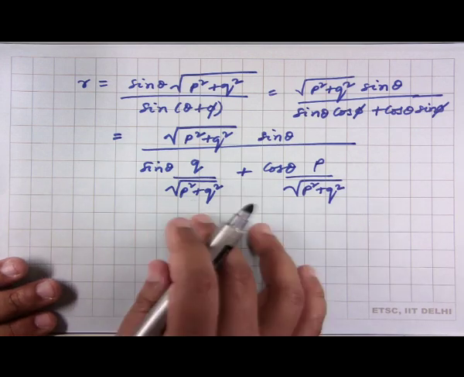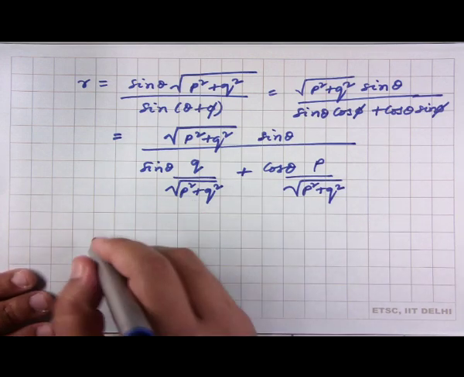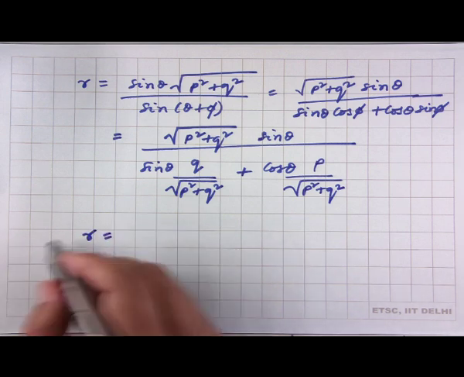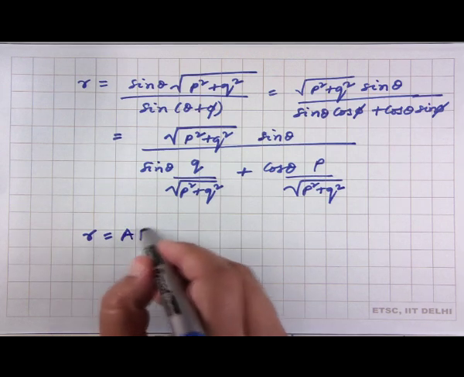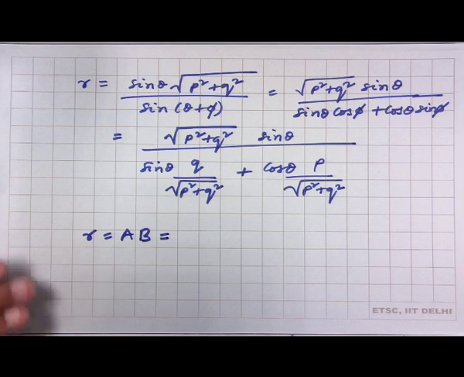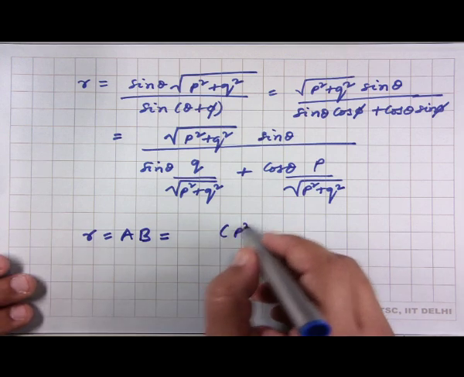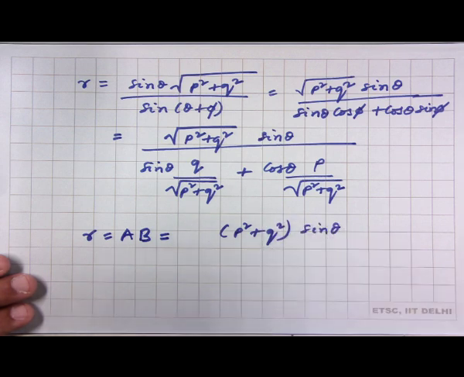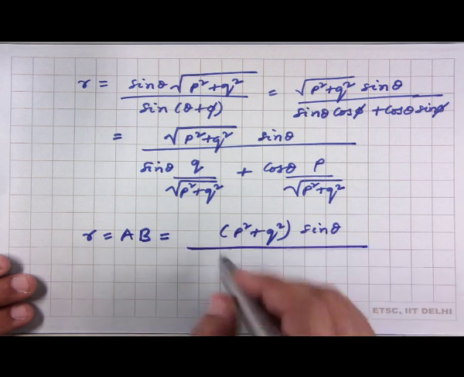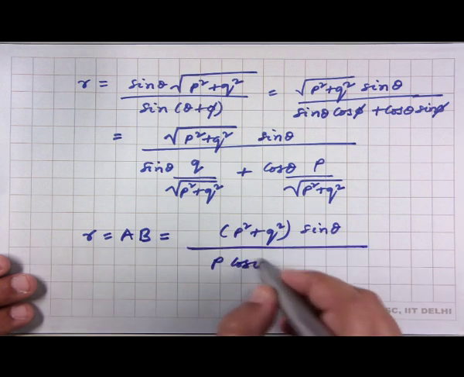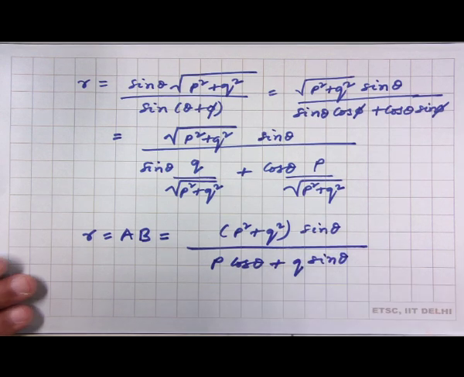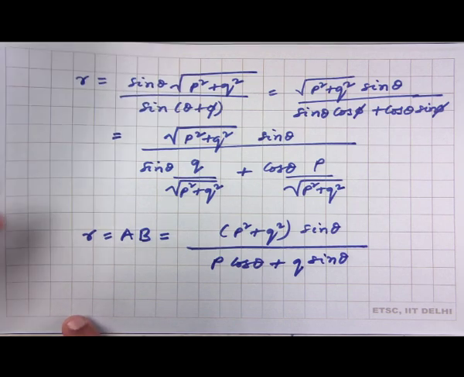And upon simplification we finally see that the length AB is equal to (p square plus q square) into sin theta divided by (p cos theta plus q sin theta). So, this finishes the solution to the first problem.